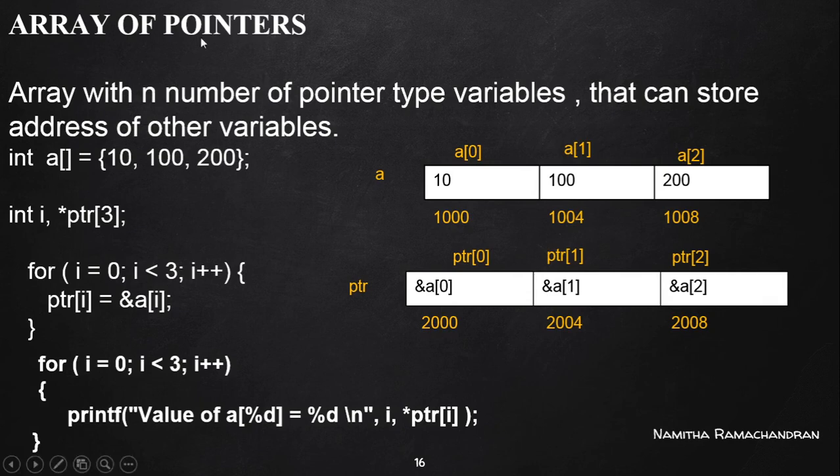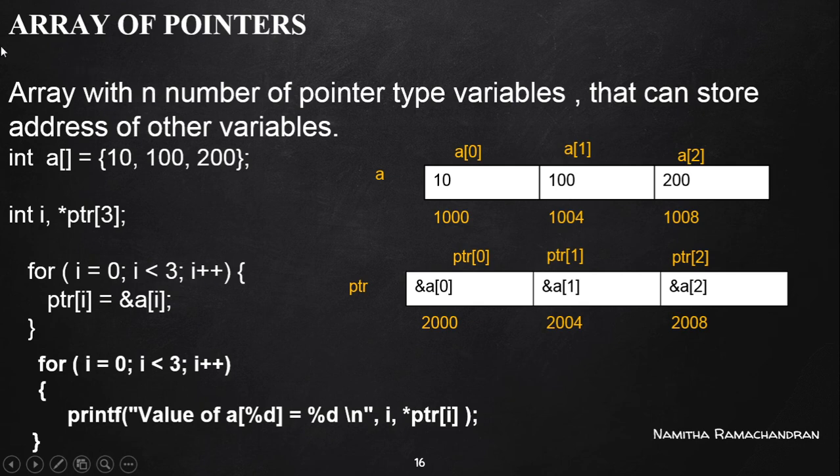In our previous video, we already discussed using a pointer for accessing array elements, in which we declared one pointer. That pointer is initialized with the starting address of our array. And by incrementing the pointer, we can access each and every element of our given array.